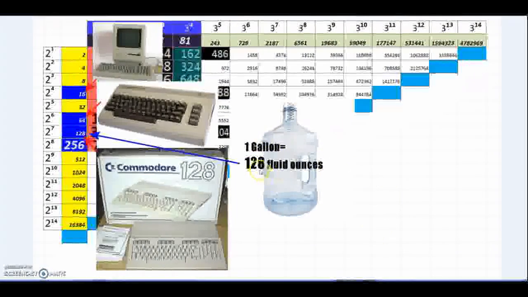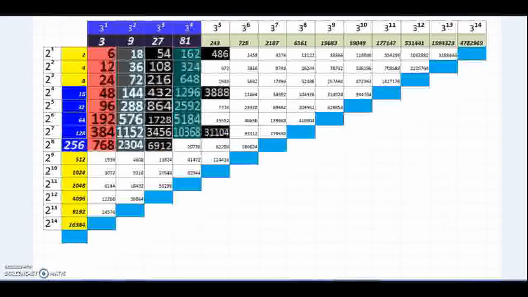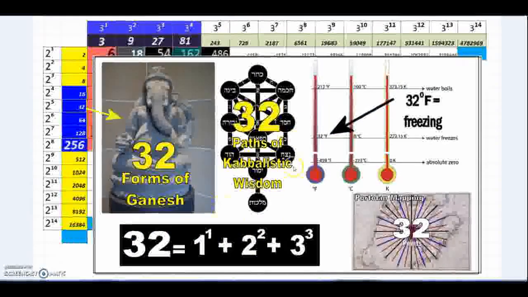So 1 gallon is 128 fluid ounces US. I should have specified US there as well. 64 pieces like chess, but this is one example of why I say these particular numbers are so common, so you get an idea. But also 64 hexagrams in the I Ching, it's a third dimensional number as well, 64. And 32, so 32 forms of Ganesh, 32 paths of Kabbalistic wisdom. 32 degrees Fahrenheit is freezing, or zero, which is 273.15 Kelvin, and 273.